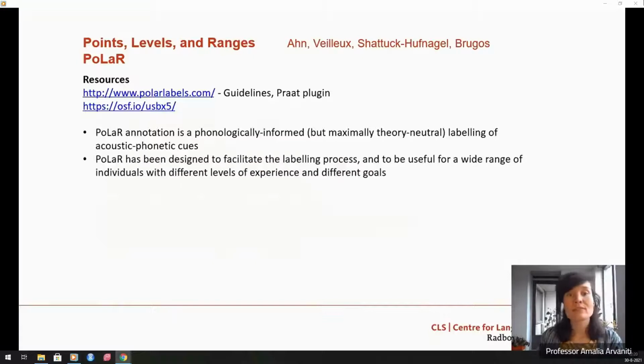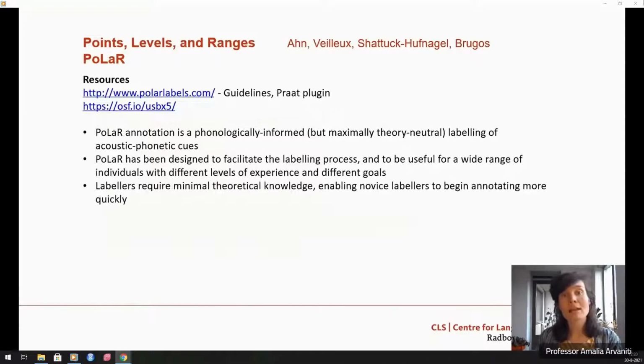It's been designed to facilitate the labeling process and to be used by annotators with a wide range of experiences and also those who have different research goals. Labelers require minimal theoretical knowledge, which means that a novice labeler can annotate in the POLAR system relatively quickly.